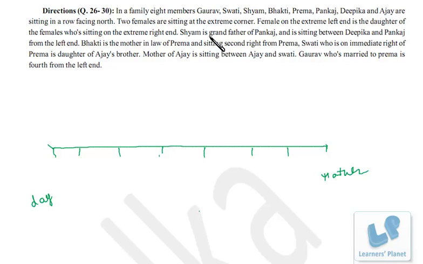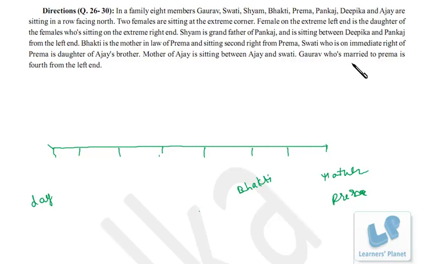Now then, Shyam is grandfather of Pankaj and sitting between Deepika and Pankaj from the left end. Okay, so let's see. Bhakti is mother-in-law of Prerna and sitting second right of Prerna. Swati, who is on immediate right of Prerna, is daughter of Ajay's brother. Okay, it seems this must be Prerna. Let's have a guess. This is Prerna, and if she is mother, this is daughter, and then we proceed. Bhakti is mother-in-law of Prerna and sitting second right from Prerna. So Bhakti must be here.